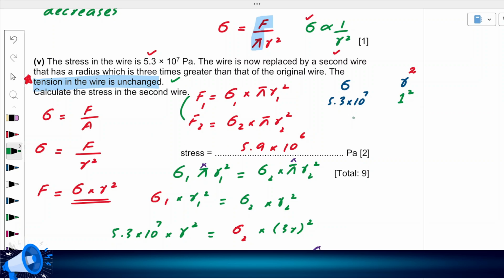Now what is the new stress? We don't know, that is part of the question, so I'll write x here. But what is the new radius? 3 times the original. So if the original is 1, now the new one has to be 3. But here we write the square of the radius because the expression is between stress and square of radius.